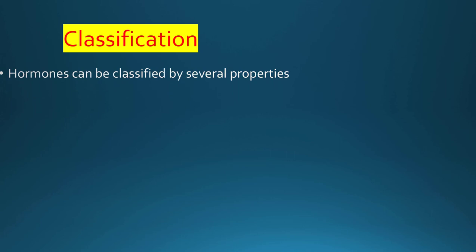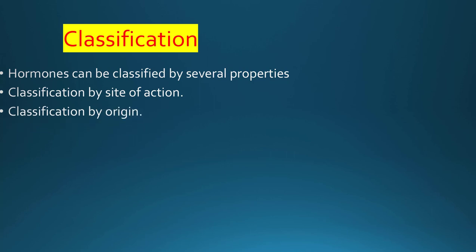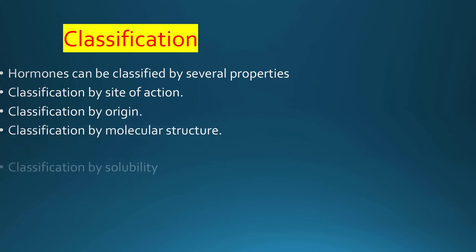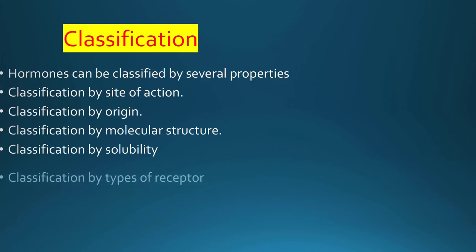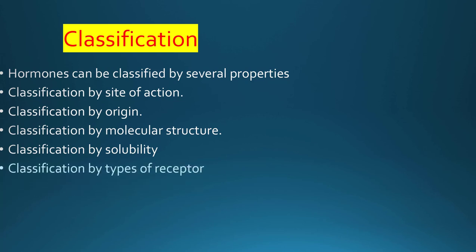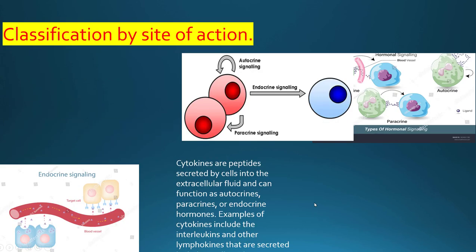Classification: hormones can be classified by several properties. Classification by site of action, classification by origin, classification by molecular structure, classification by solubility, and classification by type of receptor. So let's discuss them one by one. Classification by site of action. Autocrine. Autocrines are the hormones which are secreted by the cell and act on the same cell. The cell which produces the hormone acts on the same cell. So this is called autocrine.